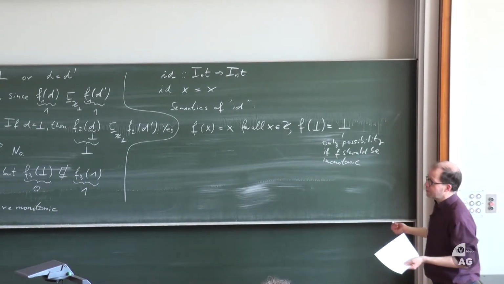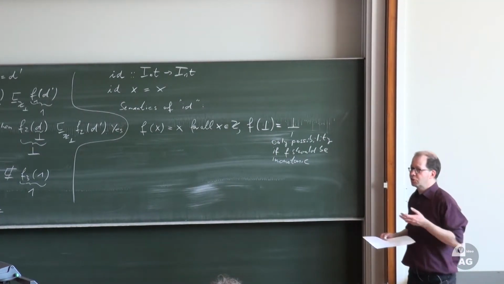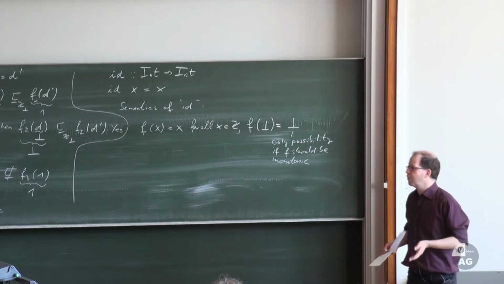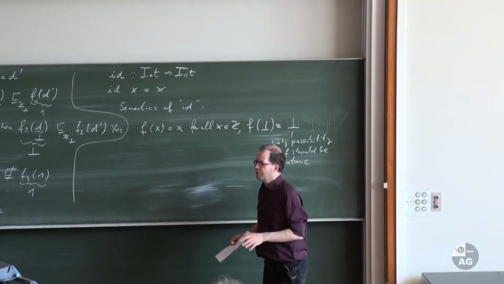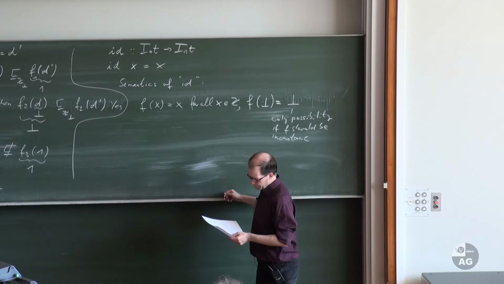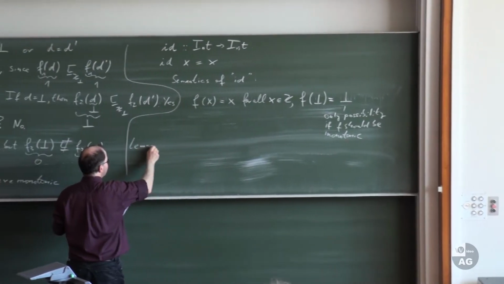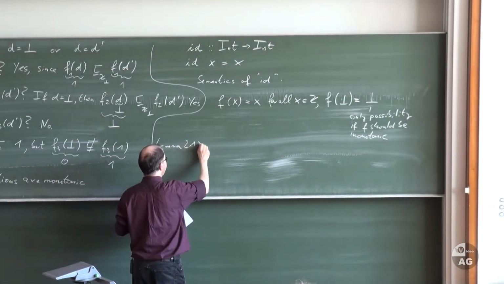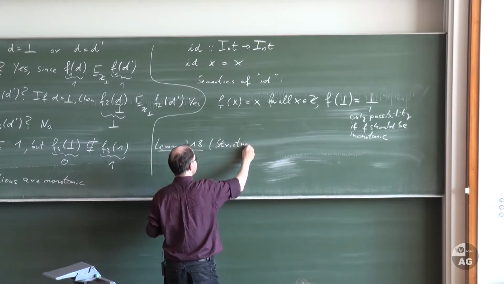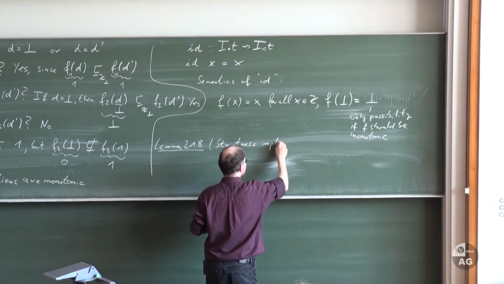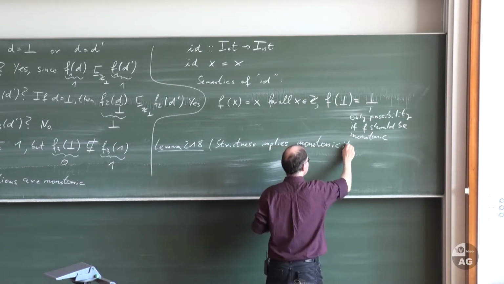And one possibility to guarantee monotonicity is strictness. So if you have strict functions which return bottom as soon as some argument is bottom, then you are on the safe side. Then it's always monotonic. But in Haskell, we have non-strict functions also in the semantics. So it's not enough to restrict ourselves to strict functions only. But the following lemma states that strict functions are always monotonic. So this lemma says strictness implies monotonicity.